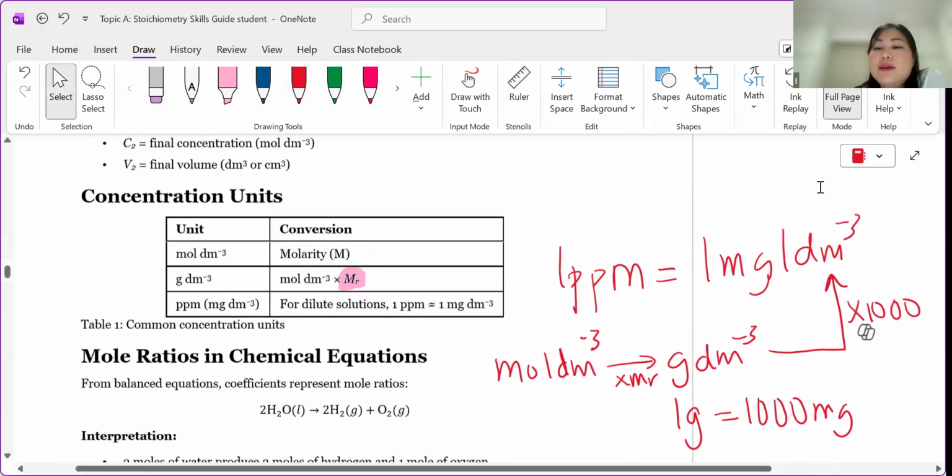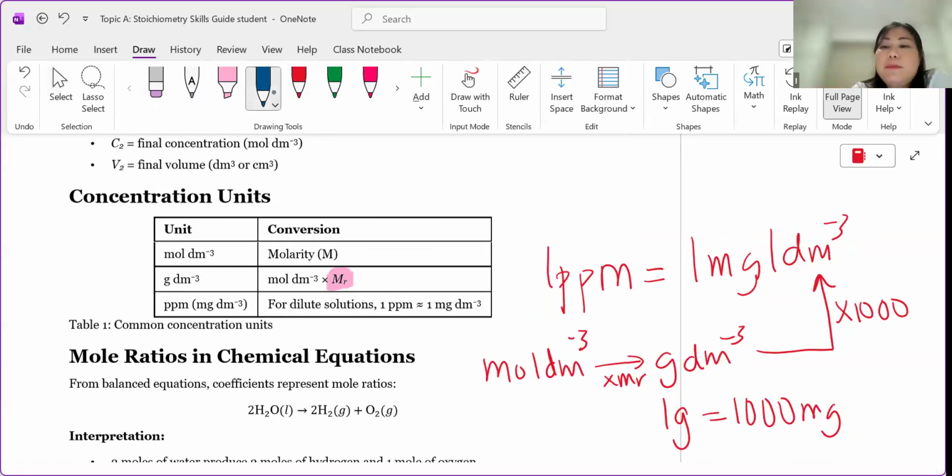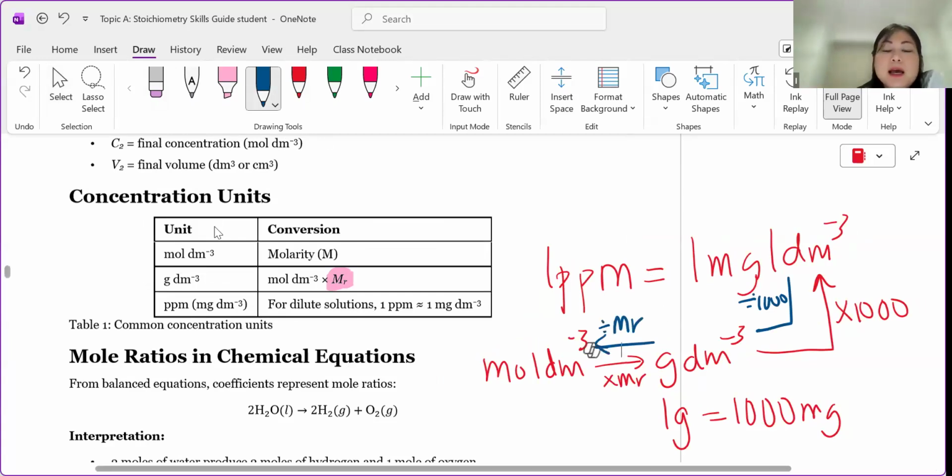So if I give you ppm, you should be able to convert back. If I'm given ppm, then you convert by dividing by 1,000. Instead of multiplying by Mr, you divide by Mr. Everything is the reverse.